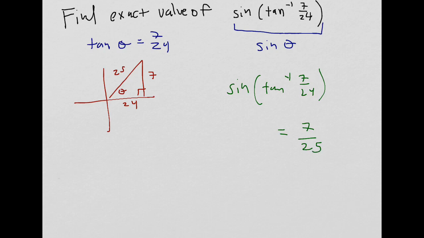Now just a quick reminder, this is one way to do it: draw the right triangle and get the sides. If you are able to get that tangent of theta is 7 over 24, which is y over x, then we know that the sine of theta is going to be y over r. So we can actually just use these two numbers to get the r value. You don't need to draw a right triangle, but I do find it safe to do so.